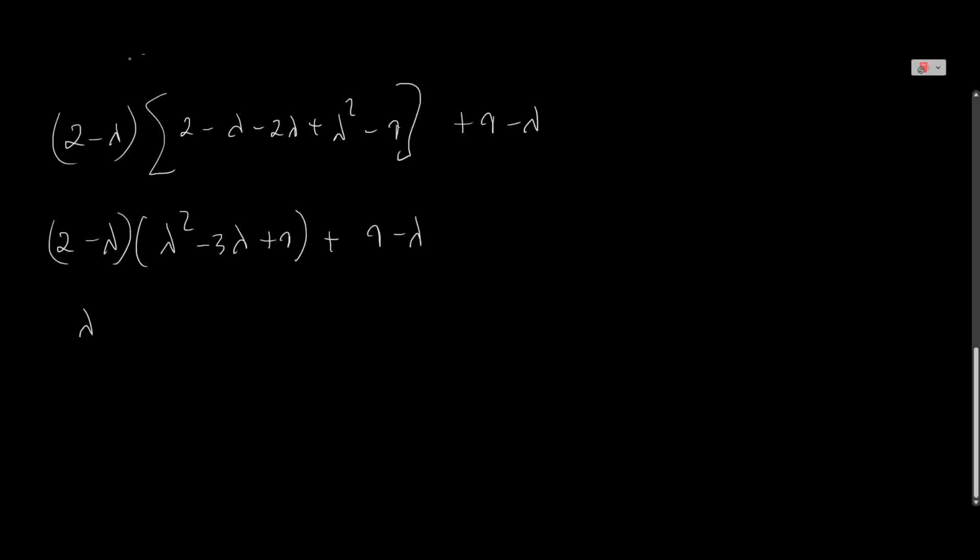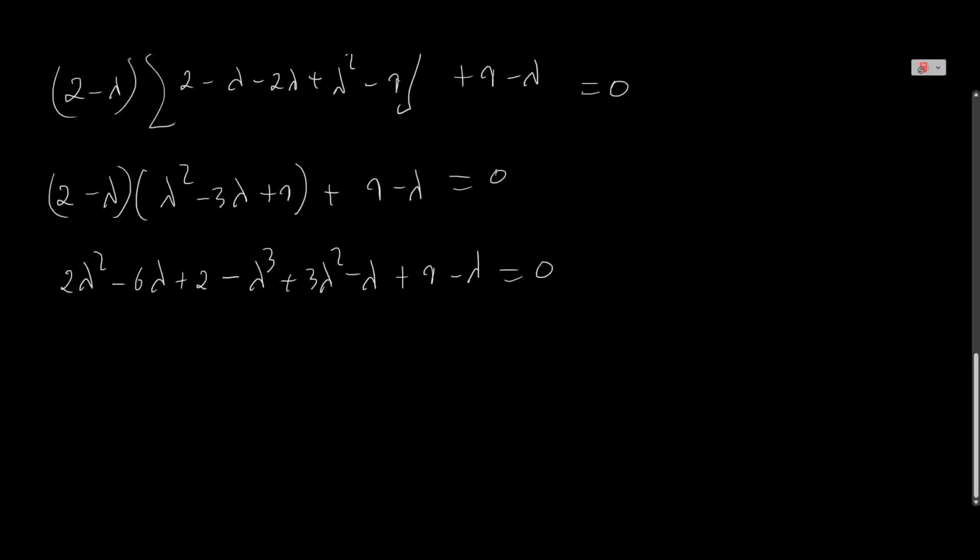So we're going to have lambda squared minus 2 lambda squared minus 6 lambda plus 2, then minus lambda cube plus 3 lambda squared minus lambda, then plus 1 minus lambda. Remember that this was all equal to 0.